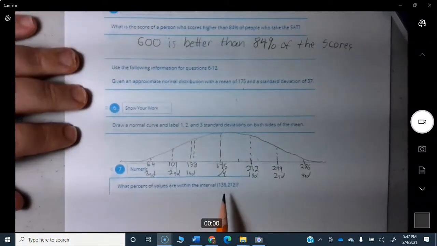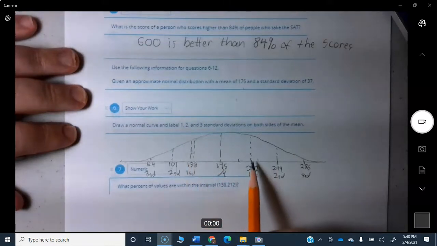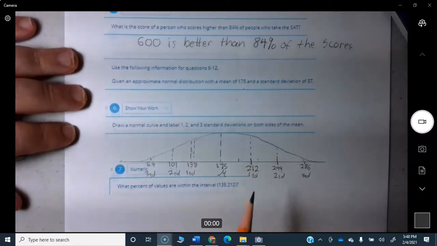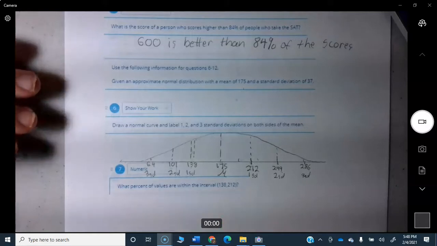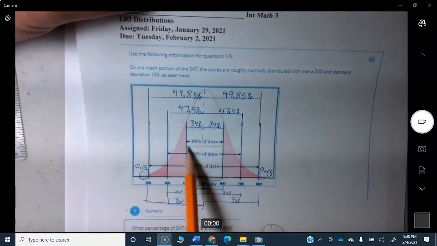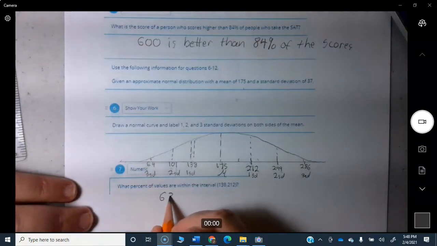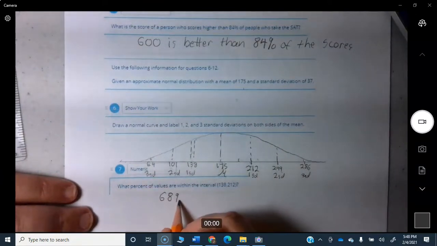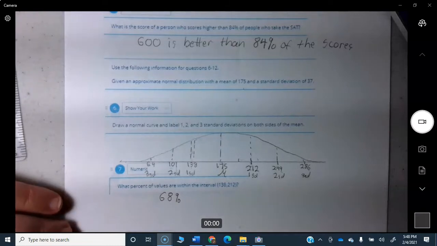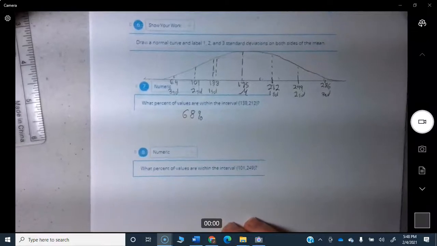What percent of values are within 138 to 212? So 138 is minus 1 standard deviation, and 212 is plus 1 standard deviation. Going back to the graph on the previous page, if you're within 1 standard deviation, you have 68% of the values. So that's 68%. I'd like you to write a complete sentence, but just for the sake of time, I'm just going to put down the number. If you put down the number alone and not a sentence, I will zap you a few points, so please don't do that.